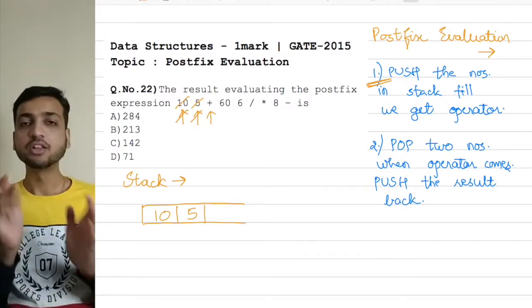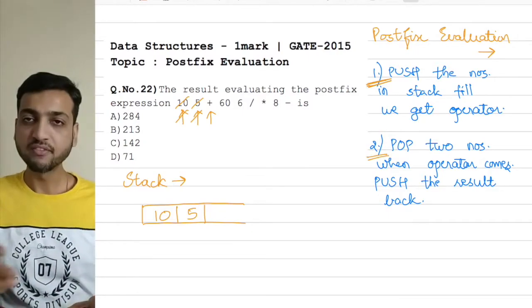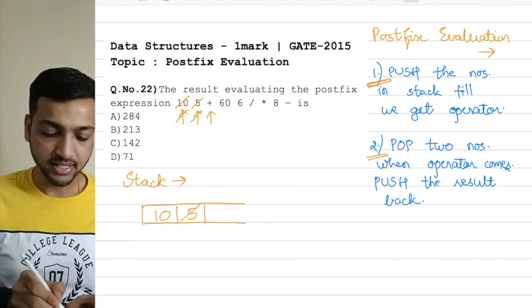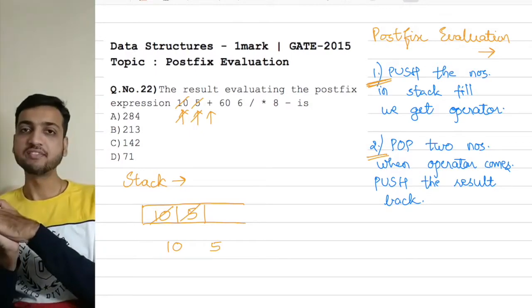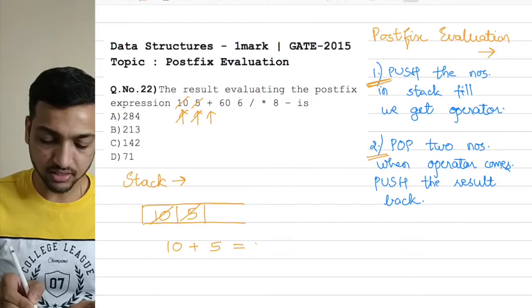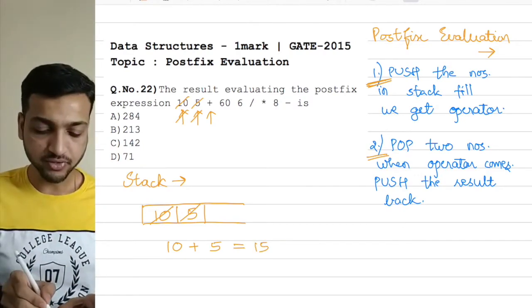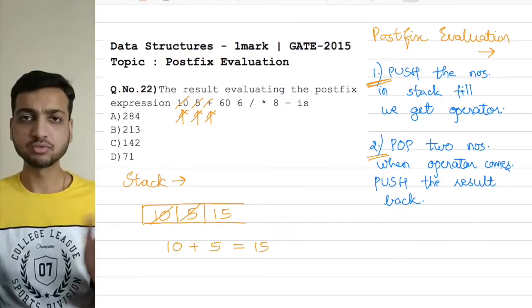Let's go next. Now the next thing we see is an operator, plus. So as per step number 2, we are going to pop the first 2 numbers from the stack. So 5 and 10 get popped. So here I'm going to note them down. They come out of the stack. And we are going to use the operator on them. So the operator is plus. 10 plus 5 is 15, and the result goes back into the stack. So 15 goes back here into the stack. Good. So plus is also processed.